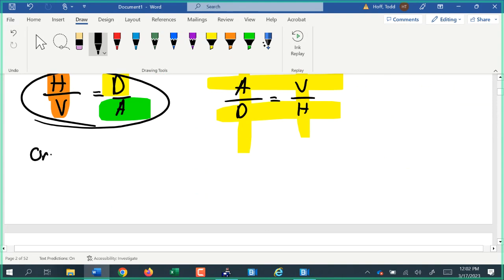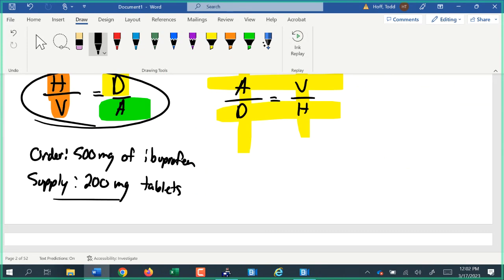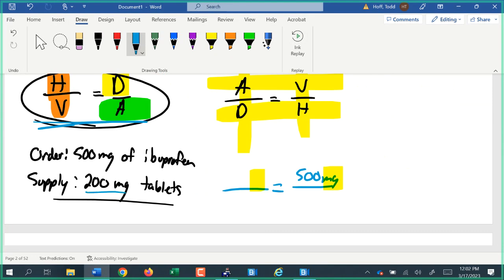So our first example is the doctor orders 500 milligrams of ibuprofen. And we look at our supply, and it is, again, 200 milligram tablets. So that proportion is saying we take the doctor's orders, goes over here, so that's the 500 milligrams. On this side, it's the on-hand dose. Well, the on-hand dose has to have the same units as the doctor's orders because they're side to side. So that would be the 200 milligrams.